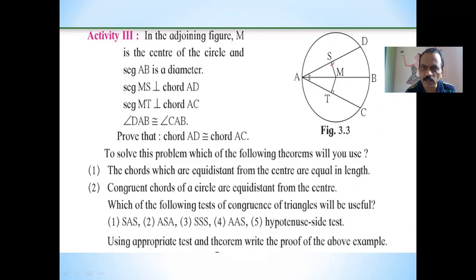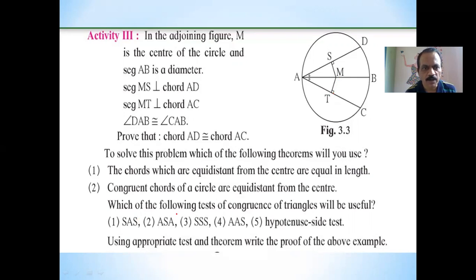So first we find that these two segments are congruent. Then second, congruent chords of a circle are equidistant from the center. That means when segment DA is congruent to segment AC, these two chords are congruent. Then we say that distance MS is congruent to distance MT.